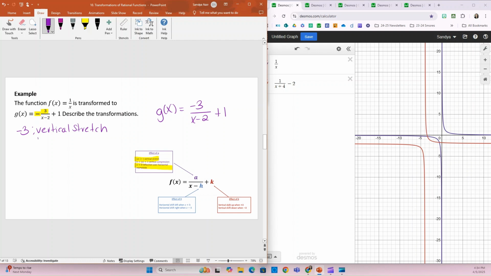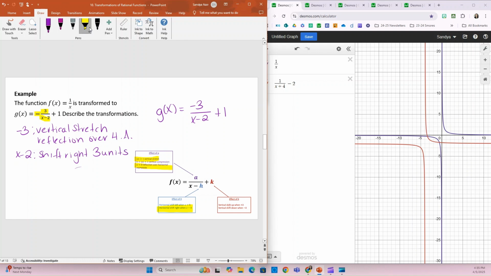And also, we're going to have a reflection over the horizontal asymptote. Okay, so now let's think about what else is transformed here. So we have an x minus 2. So if we go to our chart, it says that there is a shift right when we have an x minus h. So x minus 2 is going to create a shift right 3 units.